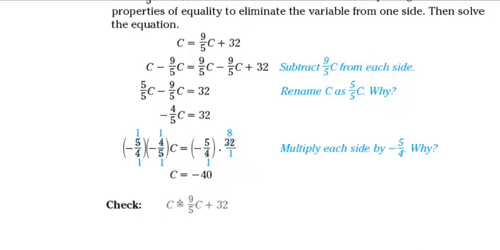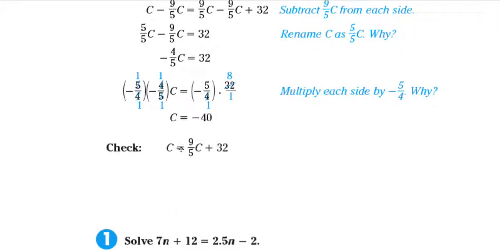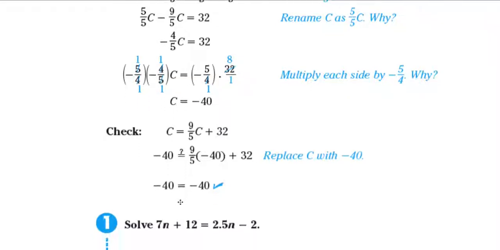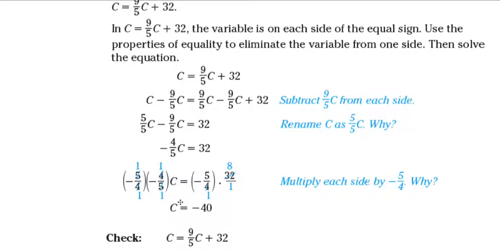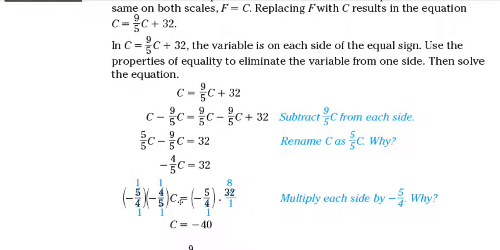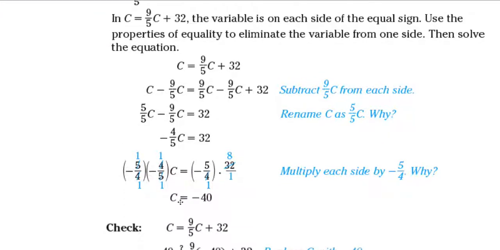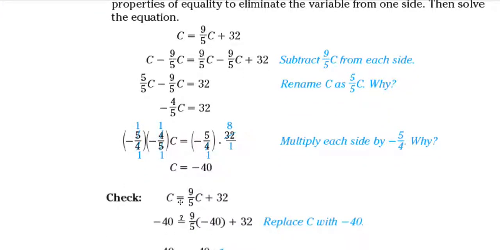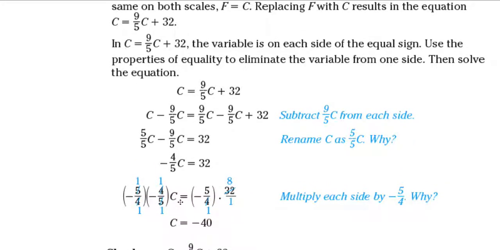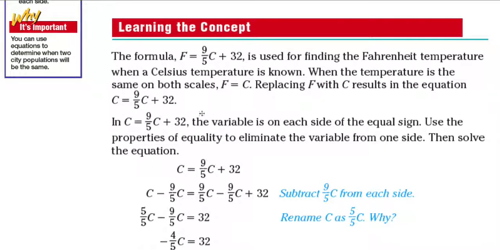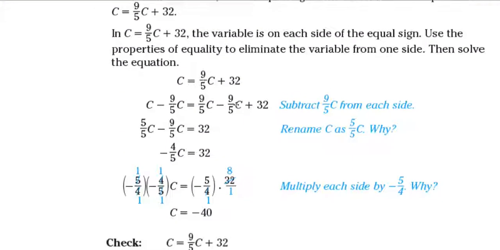Checking our answer, we simply substitute the value of C into both C's in this equation and see if they become equal, and we soon find out that they're both equal. So negative 40 equals negative 40. So what it's saying is that when F is equal to C, in this case when the temperature is the same on both scales, that would be at negative 40.